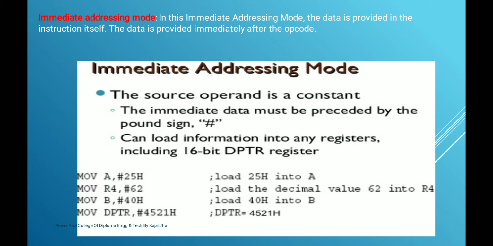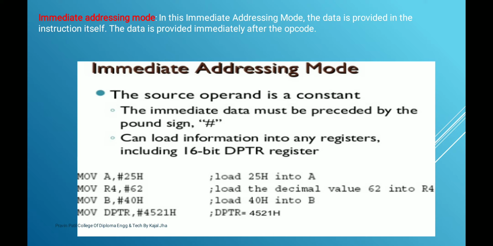This addressing mode can be used when a number is to be placed in a register or a memory location. Hence the length of the instruction is 2 bytes for an 8-bit operand and 3 bytes for a 16-bit operand. If the operand size is 8 bits, then the instruction length is 2 bytes. But if the operand is 16 bits, then the instruction length is 3 bytes.